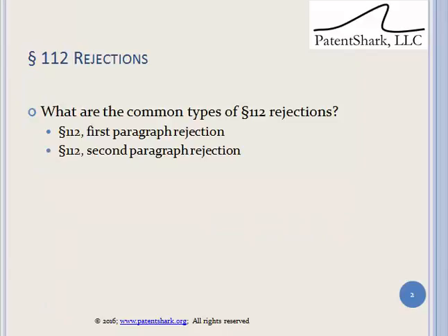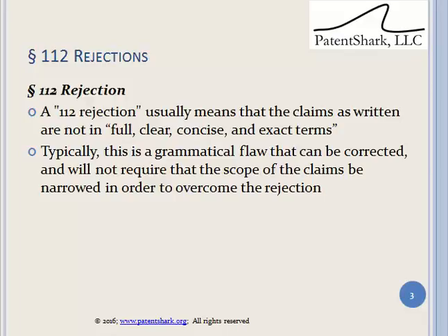What are the common types of 112 rejections? The two most common types are Section 112 first paragraph rejections and Section 112 second paragraph rejections. A 112 rejection usually means that the claims, as written, are not in full, clear, concise, and exact terms. Usually, this may be a grammatical error or flaw in the claim that can be easily corrected, and it usually does not require that the scope of the claims be narrowed in order to overcome this rejection.